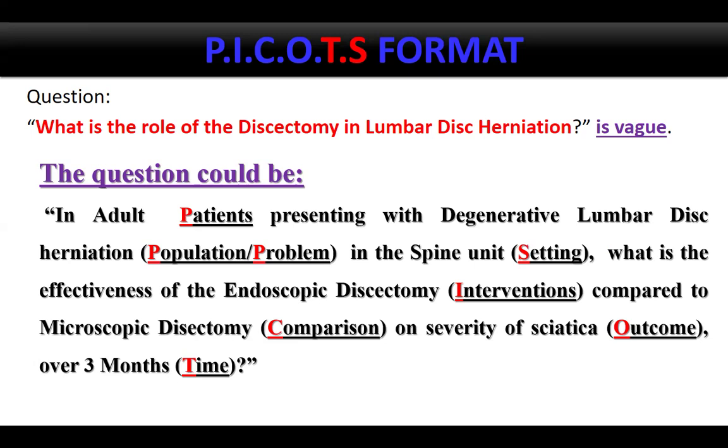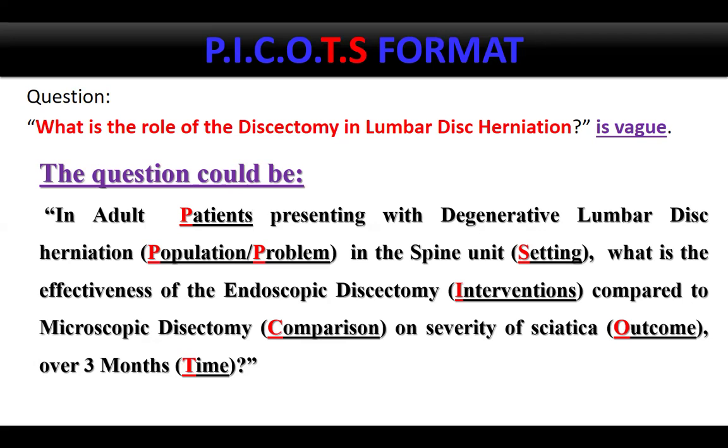In adult patients presenting with degenerative lumbar disc herniation, so the patient is the P, okay, you can also say lumbar disc herniation can be the population or the problem. In a spine unit, you are defining the setting. What is the effectiveness of endoscopic discectomy? This is the intervention, because the endoscope is relatively new compared to the microscope or open discectomy. So the microscopic discectomy is going to be the comparison group, on the severity of sciatica. Sciatica is the outcome, because the patient presenting with lumbar disc herniation will have radicular pain, commonly sciatica.